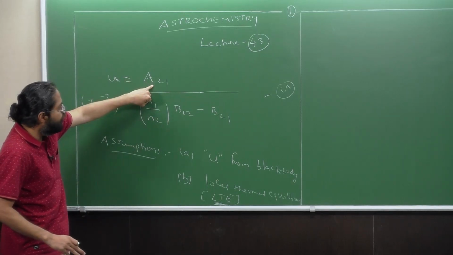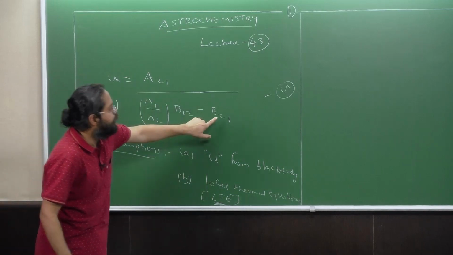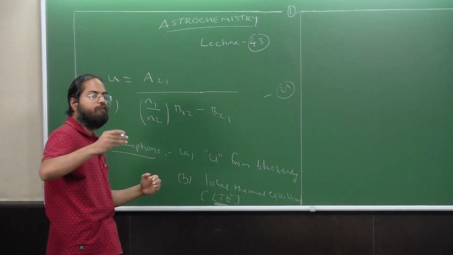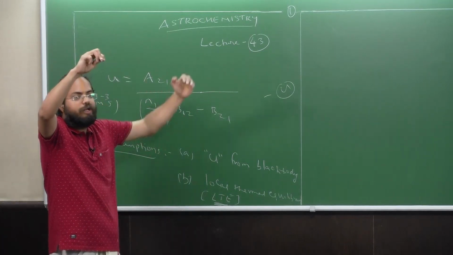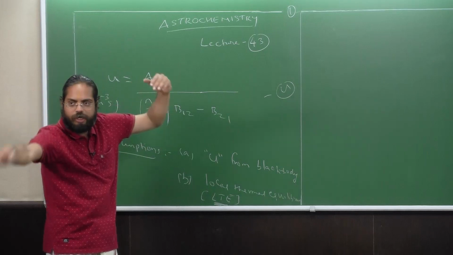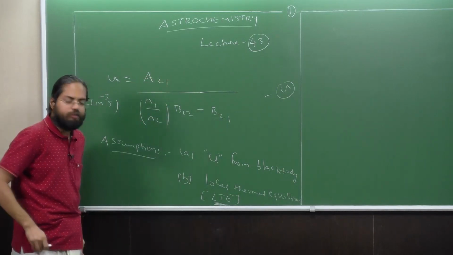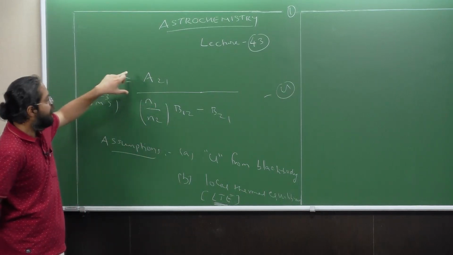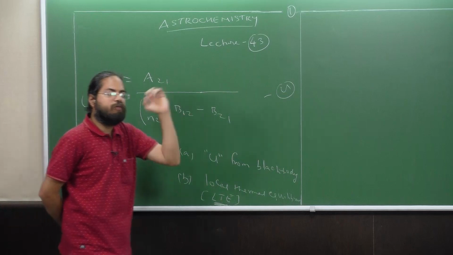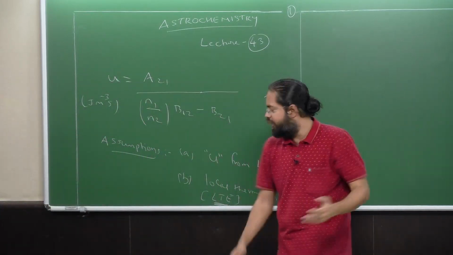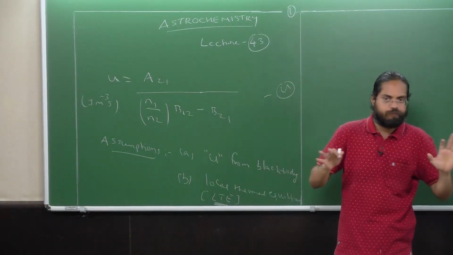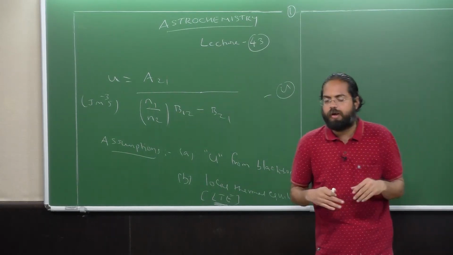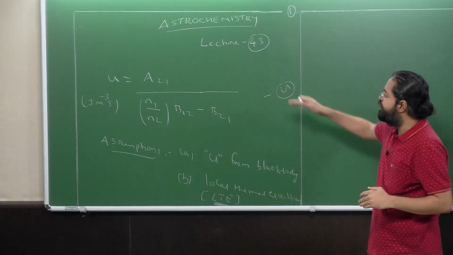So A21 corresponds to spontaneous emission, and the B21 term corresponds to the stimulated emission, wherein a photon hits an electron in an excited state, and therefore the electron falls down. And B12, of course, is the absorption coefficient. We also had this derivation under the assumption that the net rate of electron transfer under local thermal equilibrium is going to be 0. So with that brief introduction, we shall now proceed further.